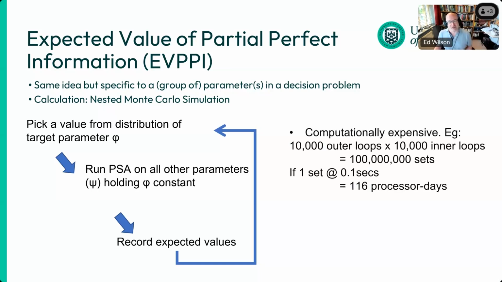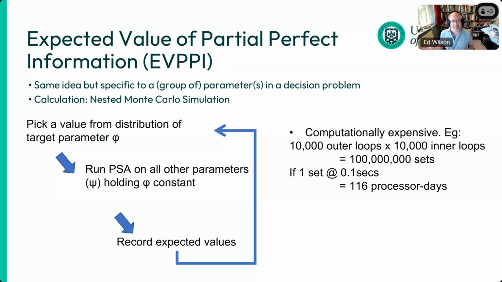The problem with this is it's quite computationally expensive. So if you do 10,000 simulations in your inner loop for your probabilistic analysis, and then you do 10,000 outer loops, that's 100 million simulations, and if it takes a tenth of a second to do each simulation, well, that's 116 computer processor days. Now, that isn't a problem if you've got access to a high-powered cluster, or, you know, Amazon Web Services, or Azure, Microsoft's version of cloud computing.